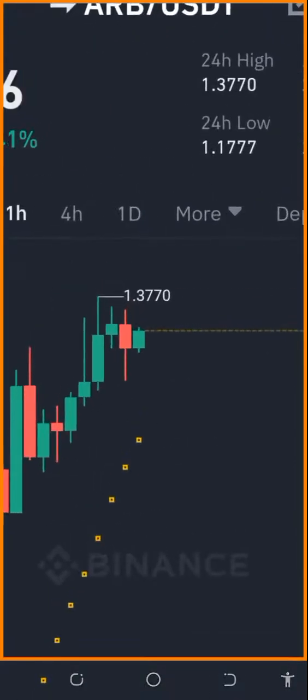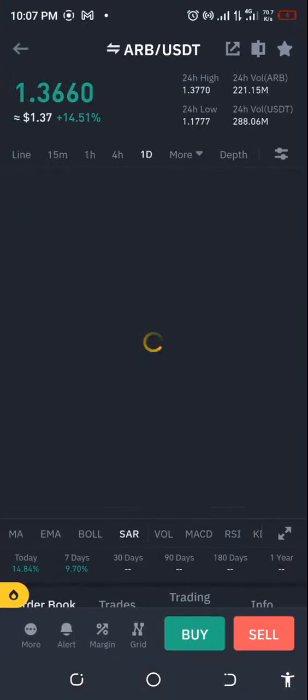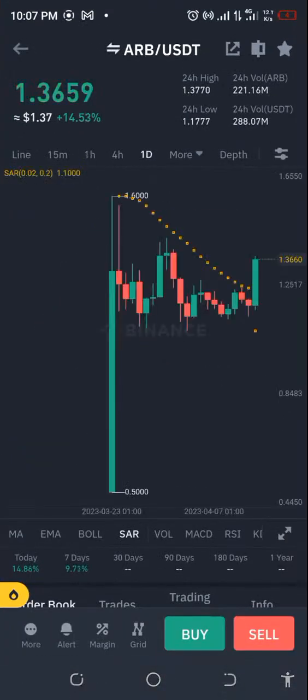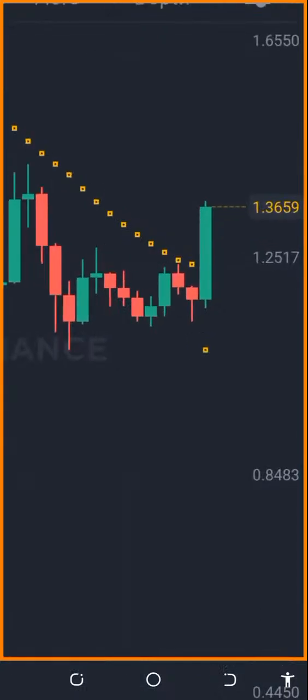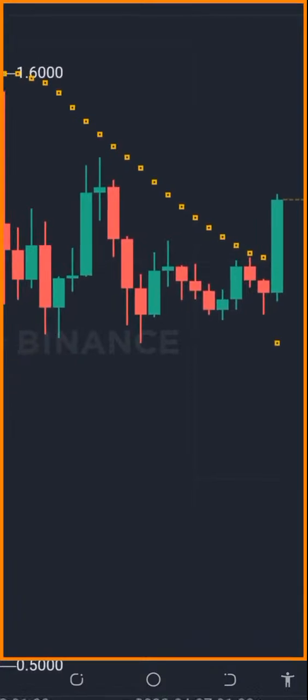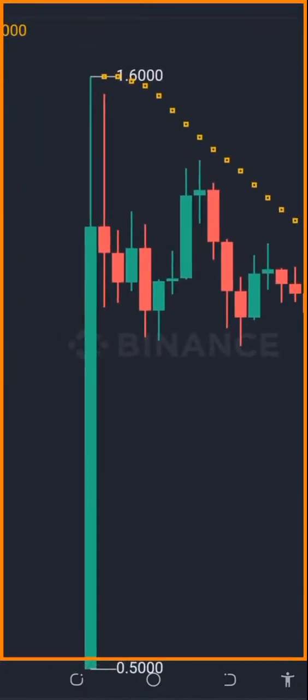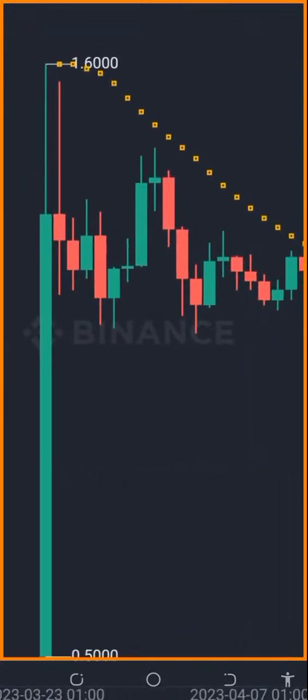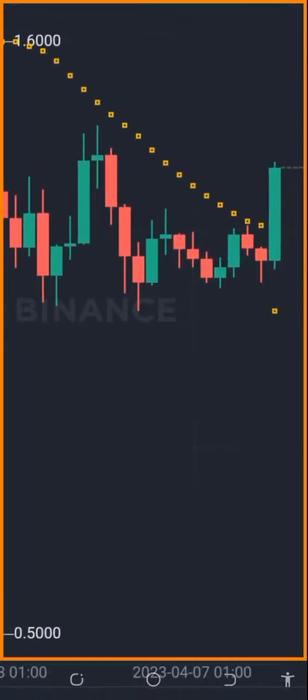This is a new coin that just got listed. When did it get listed? It just got listed. Oh yeah, I believe it's going to pump. You can see the parabolic SAR is actually under it, so it's very possible that this is going to pump higher. It went to $1.60 at the beginning, so there's hope.